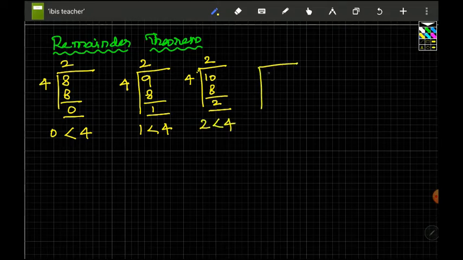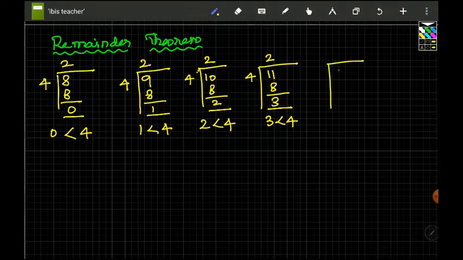And let's take the next number, which is 11, and divide by 4. 2 times 4 is 8. The remainder is getting larger, but it is still less than the divisor 4. What if we go to the next number, which is 12? When you divide 12 by 4, 3 times 4 is 12, so the remainder is 0. So the remainder keeps moving between 0 and 3, but definitely it cannot be equal to 4.